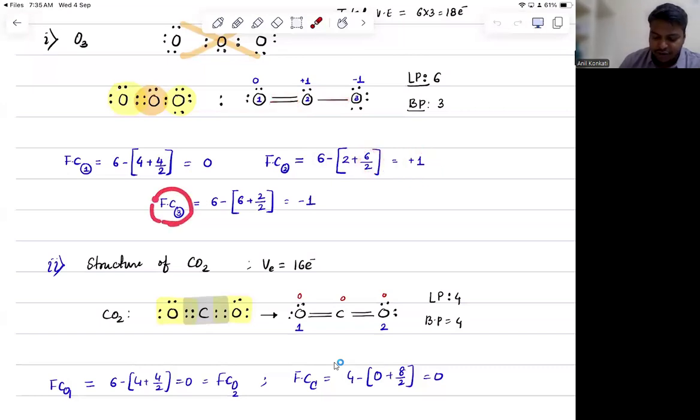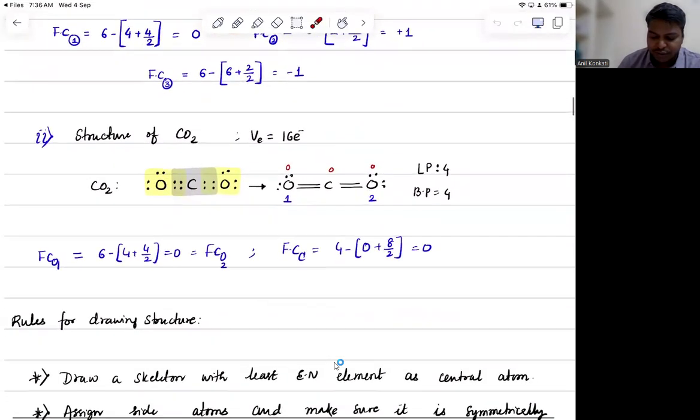Formal charge of oxygen 3: if you notice, for this oxygen there are 6 valence electrons, 6 lone pair electrons, and 2 bond pair electrons divided by 2. So that makes it minus 1. So this gets plus 1 charge, this gets minus 1 charge, this has 0 charge. That is how you need to represent the structure of O3.